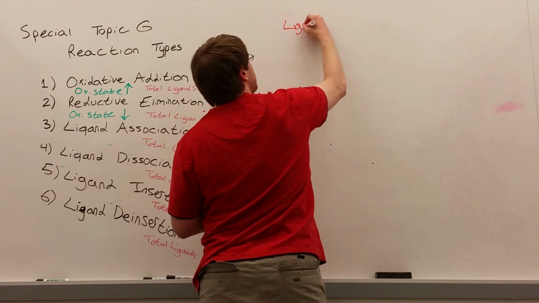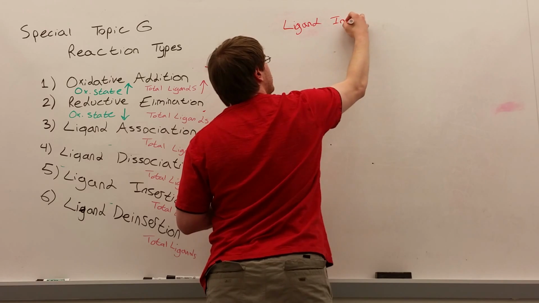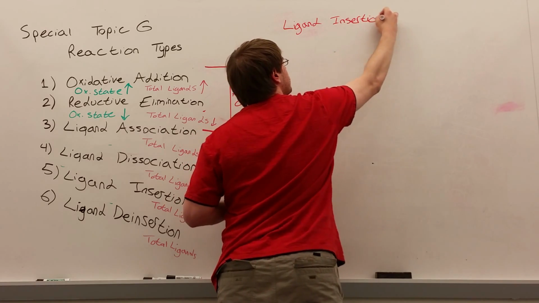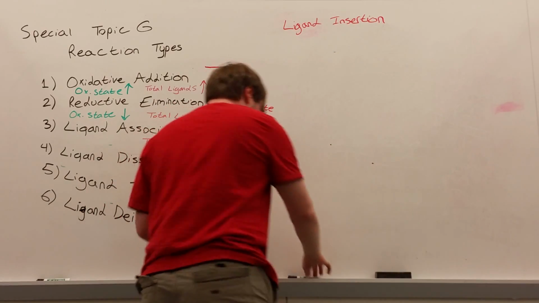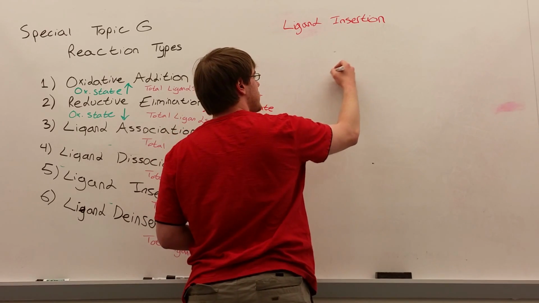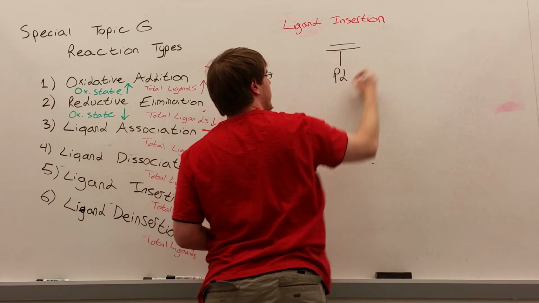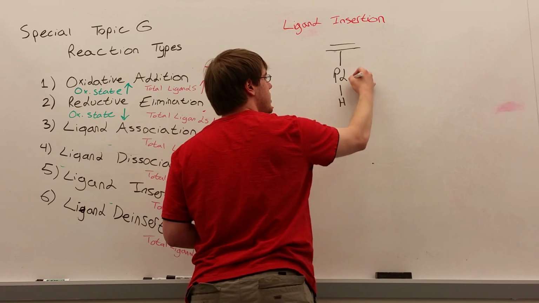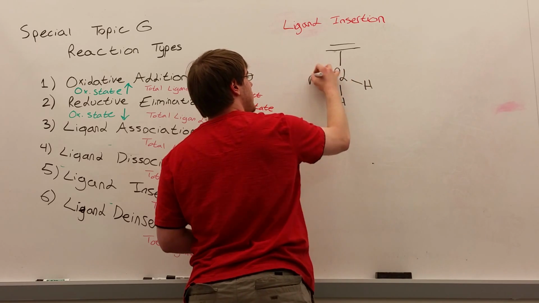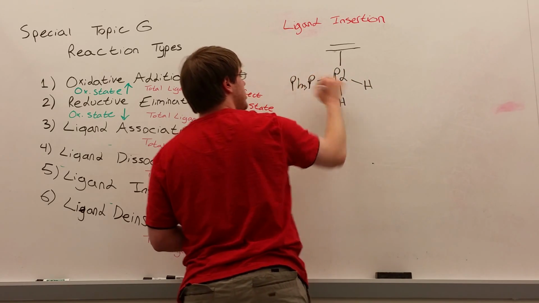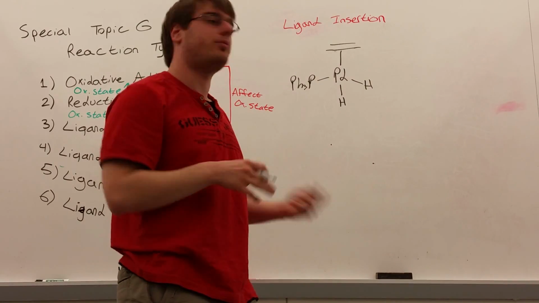So, ligand insertion. Okay. So let's give that associated double bond again. So we have this. I'm going to add a couple things onto the metal just for completion's sake. We'll have a hydrogen there, and a PPh3 for fun. This won't really change anything. I'm just adding some ligands so it looks a little more complex.